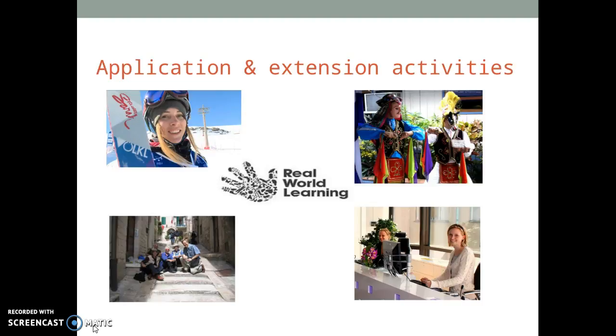This is also where world language can naturally intersect with technology and other disciplines, such as health, art, business, science, and many other areas of interest.